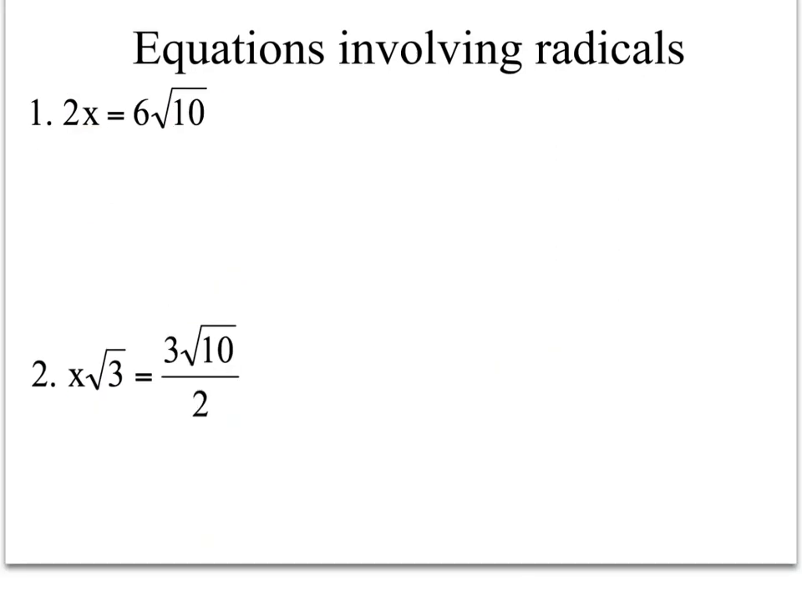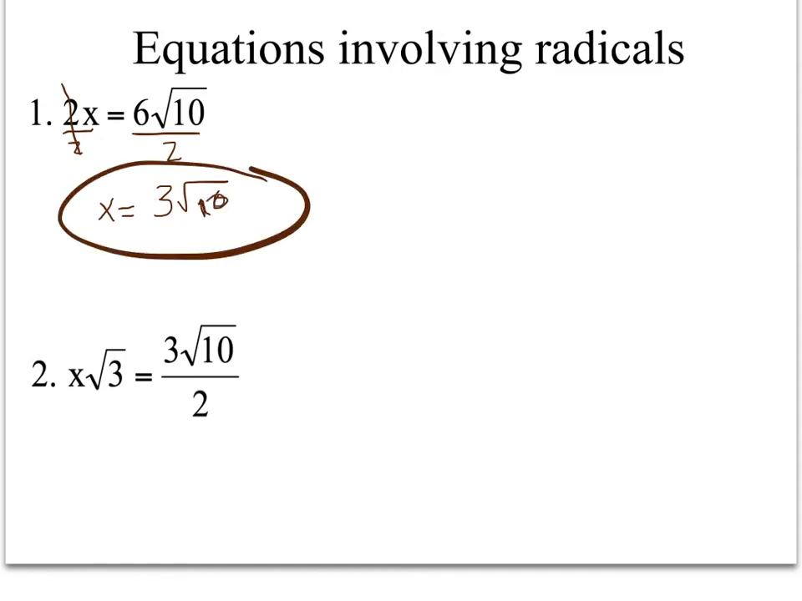Alright, the moment we've been waiting for, our last slide. First example, 2x equals 6 root 10. I'm going to do a division on both sides by 2, and this is actually a very simple problem. 6 over 2 is 3. Leave the root 10 alone. My final answer is 3 root 10. Last problem. A little bit more complicated.